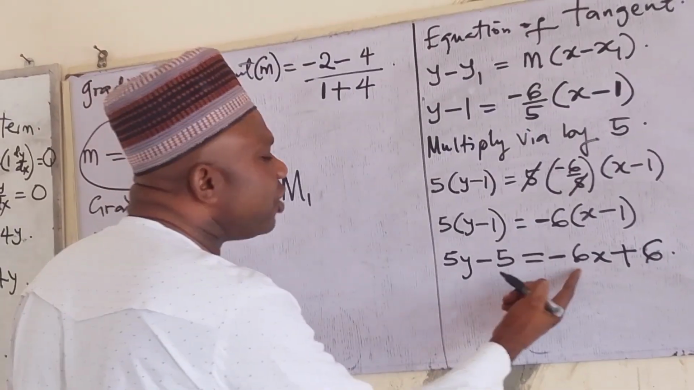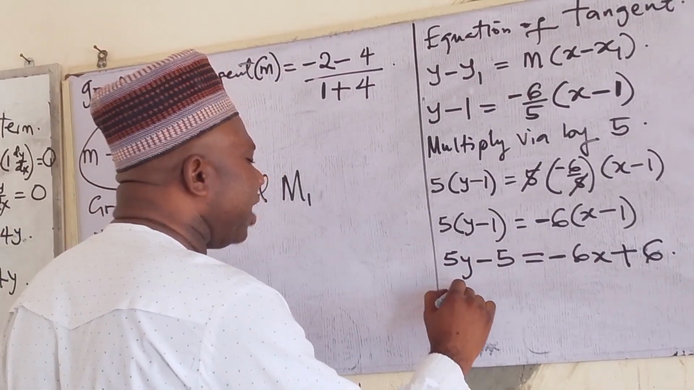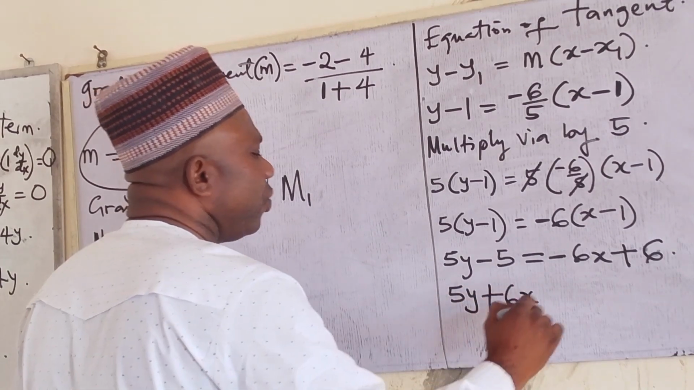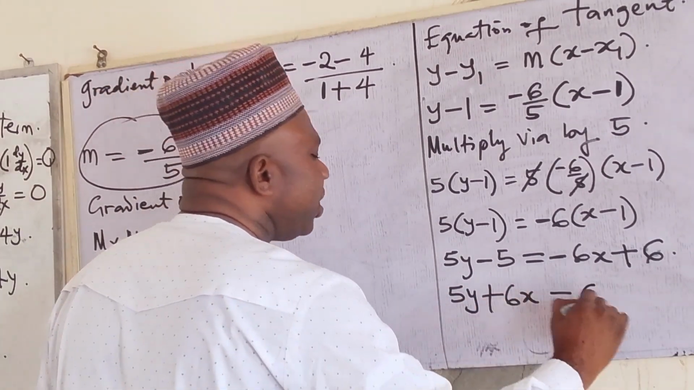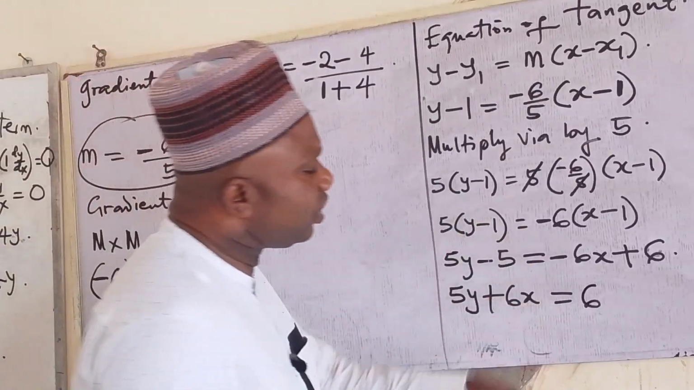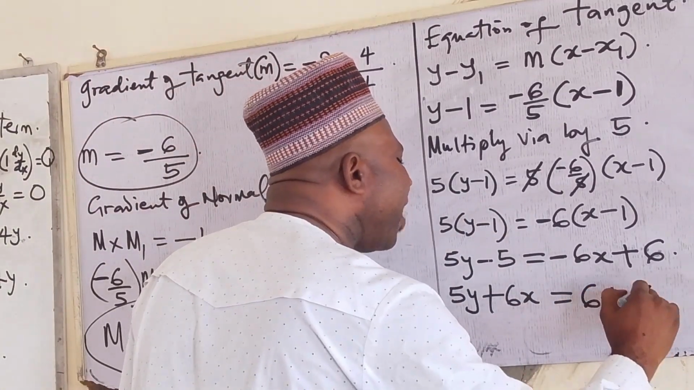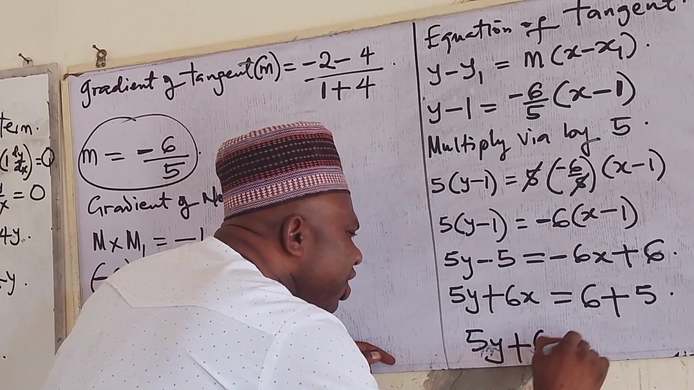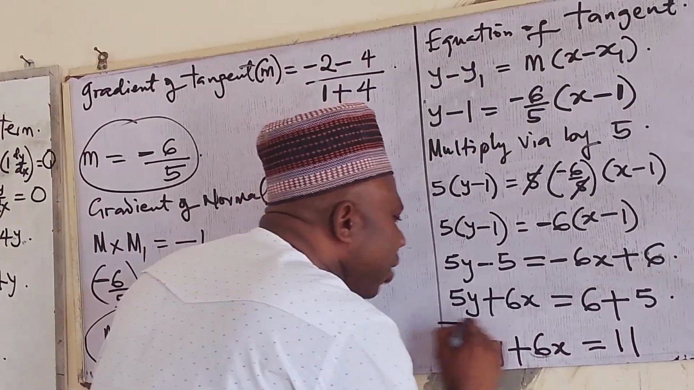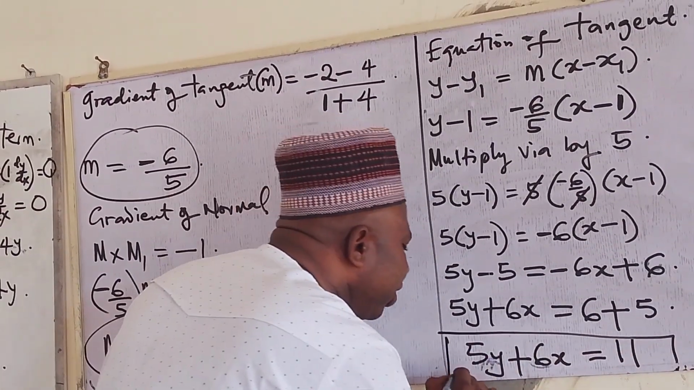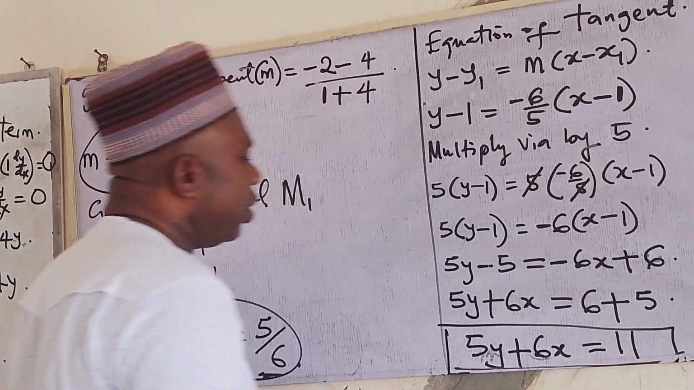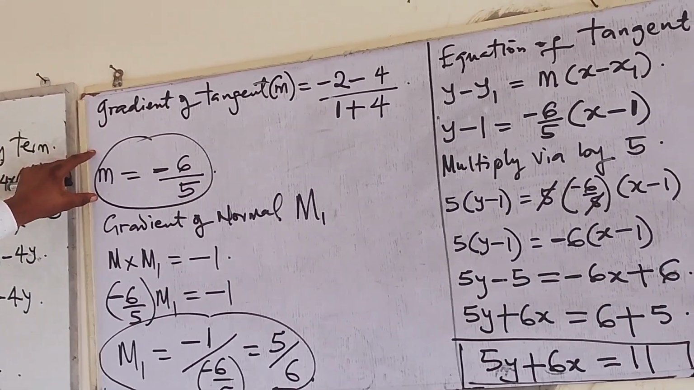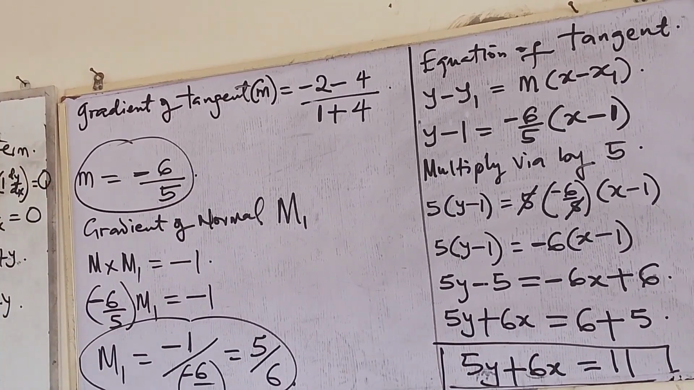Now, bringing the minus 6x to the left hand side, we have 5y plus 6x will be equal to 6. If you take this minus 5 to the other side, it becomes plus 5. So here we have 5y plus 6x is equal to 11. Now this is the equation of tangent. So here we have seen the gradient of tangent, and we have also seen the equation of tangent.